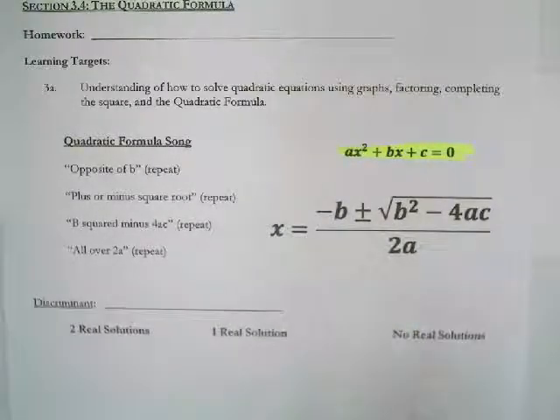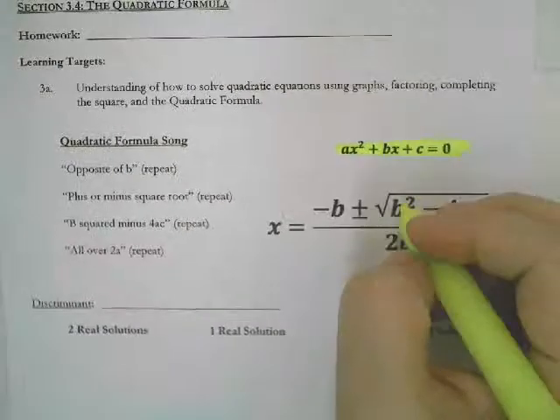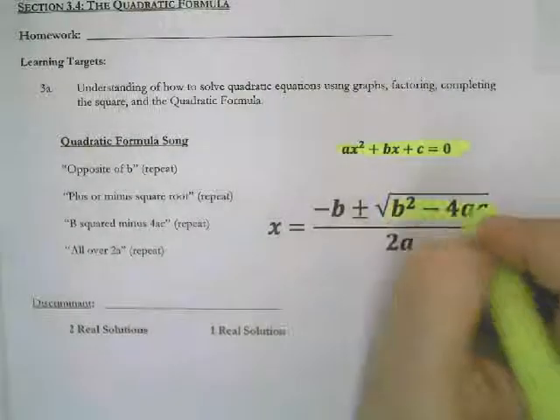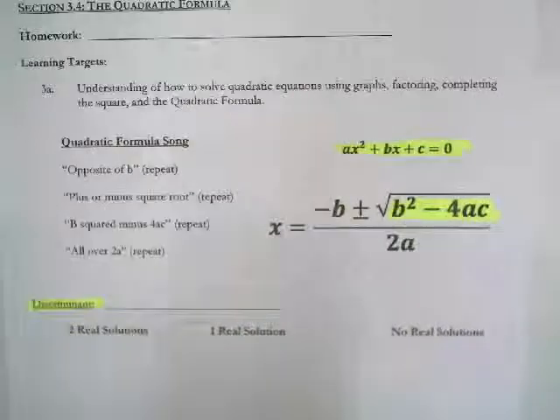So the piece that is the discriminant is this part underneath the square root. When you do a problem, the discriminant always will tell you the type of answer you have.